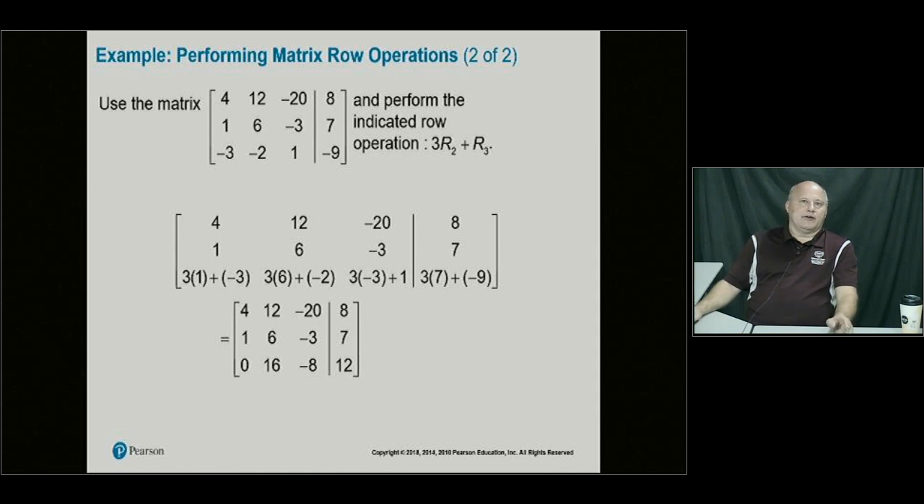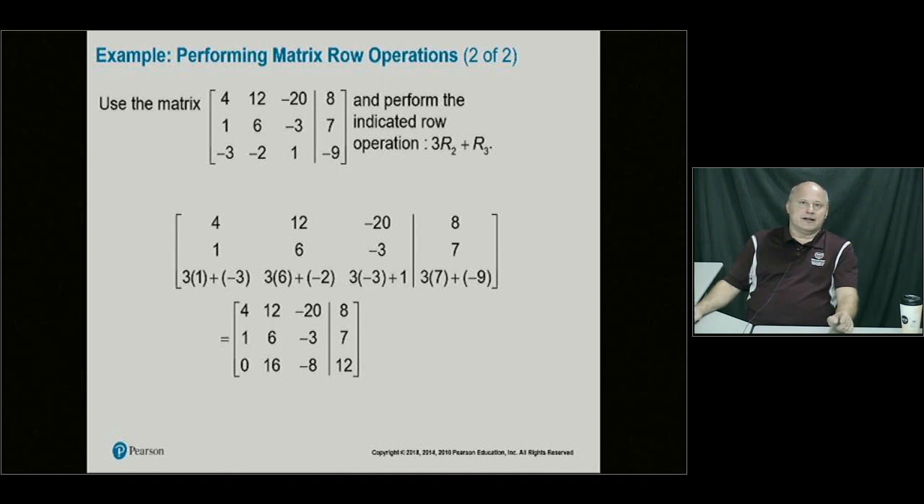But you've got to do that on all of them. So 3 times 6, because you multiply 3 times the second element in the second row, and then add that to the second element in the third row, which is negative 2, and you get 16. Then you take 3 times the third element in the second row, 3 times negative 3 is negative 9, and add that to the one below it, which is negative 8. And then you multiply 3 times 7, so you've got it on the other side too. 3 times 7 is 21, and then add that to the negative 9 below it, and that gives you 12.